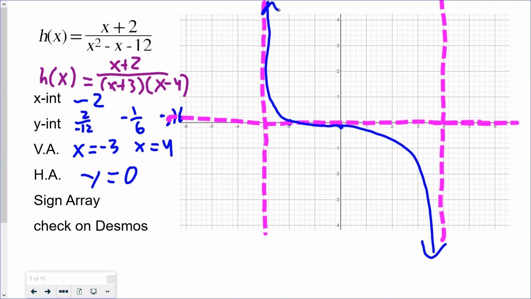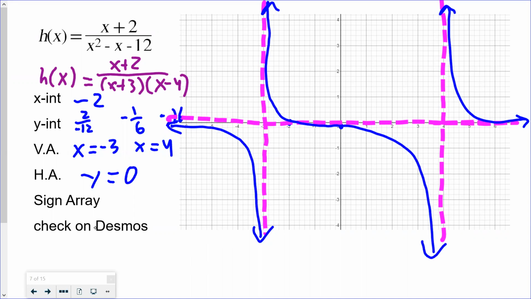All right, now, if I'm going up on this side of the vertical asymptote at -3, that means on the other side we need to be going down, like that. Over here at the vertical asymptote x equals 4, it was going down, so on the other side, we're going to be going up, just like that.